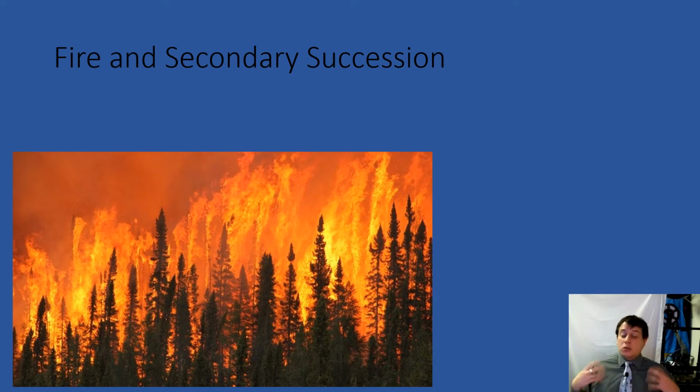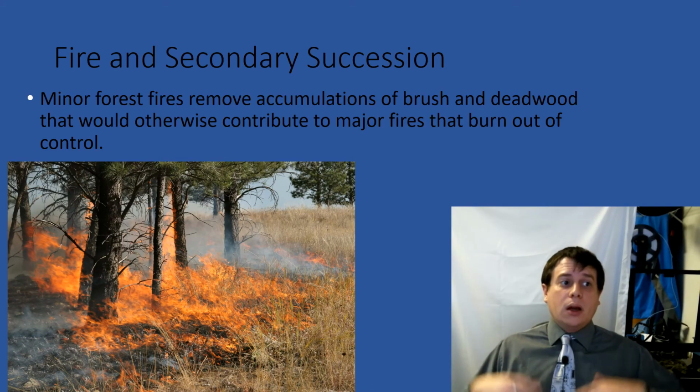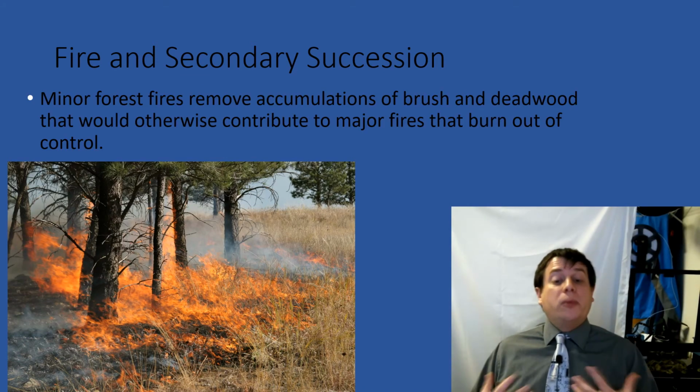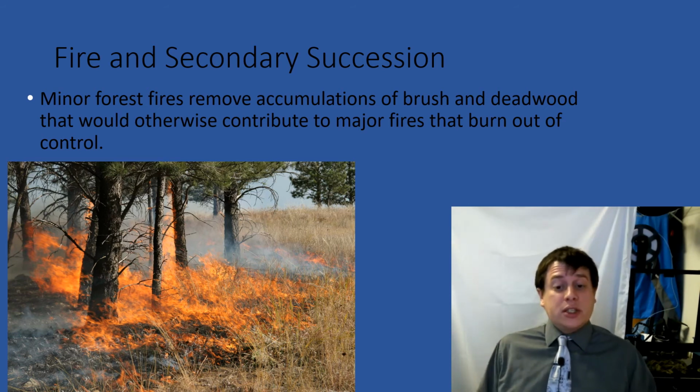All right, so now we've got these raging wildfires like you see here. Well, fire isn't the end of the world. It may look like it, but even fire has a place in secondary succession. So natural fires that are caused by lightning are actually a necessary part of secondary succession in some communities. And in some climax communities, they have to happen regularly. So minor fires will help remove the accumulation of brush and deadwood that would otherwise contribute to major fires that burn out of control. And that's part of what we're seeing right now.